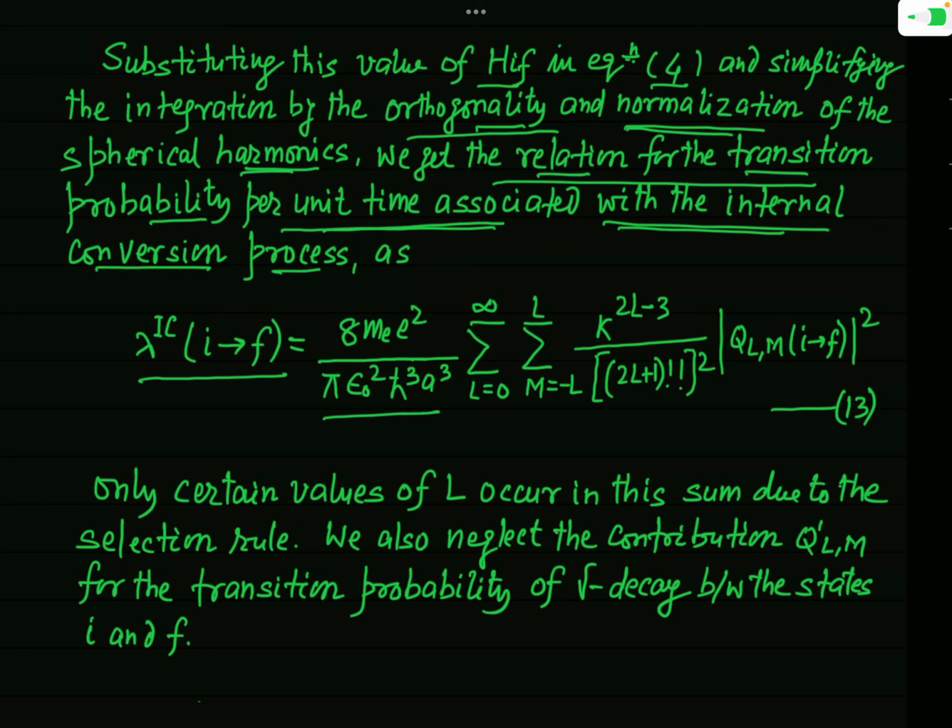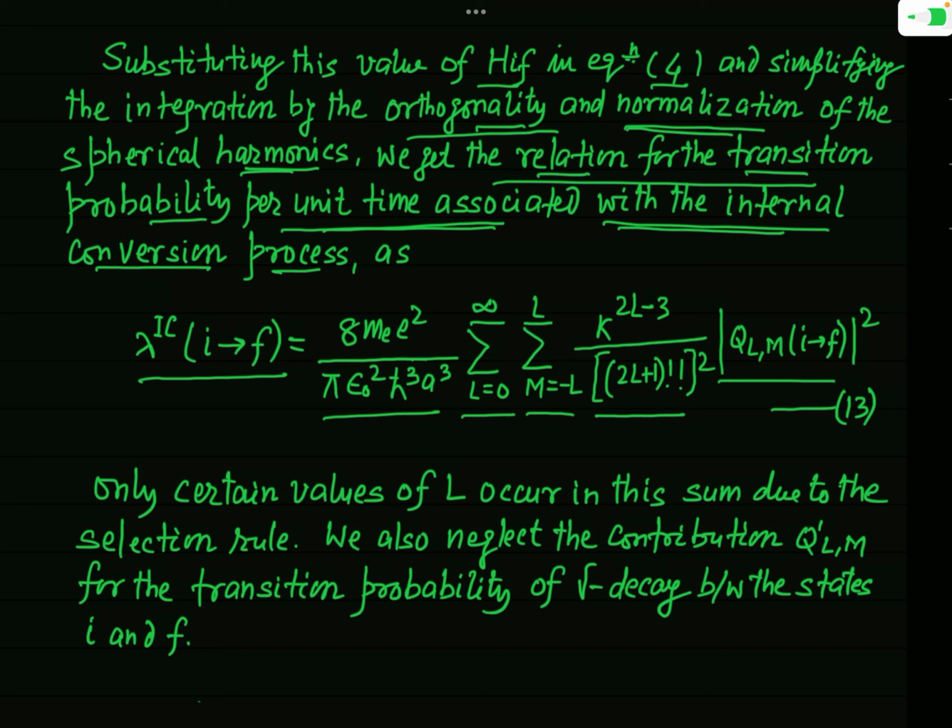8 m_e times E square over pi epsilon naught square h bar cube a cube, summation L 0 to infinity, summation m minus L to L, and k to the power 2L minus 3 over 2L plus 1 double factorial square times mod of QLM I to F square. Okay.